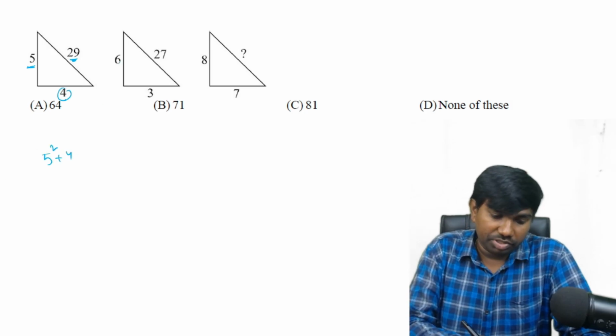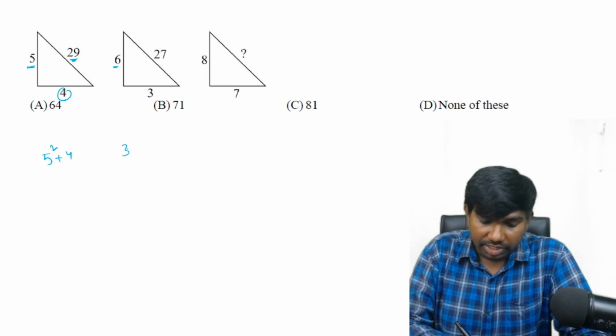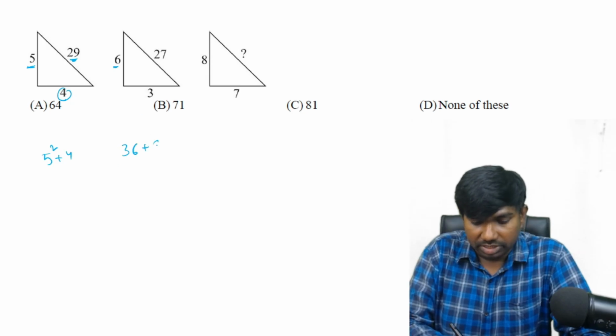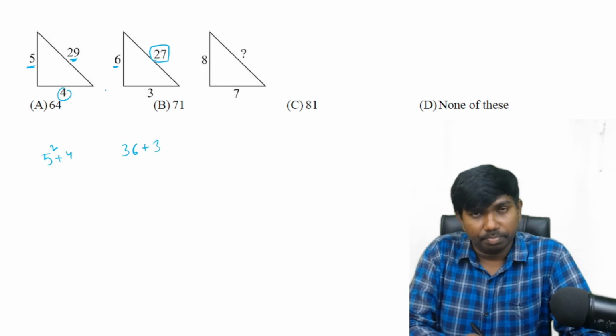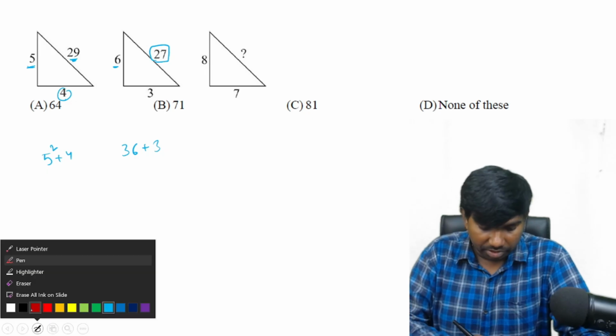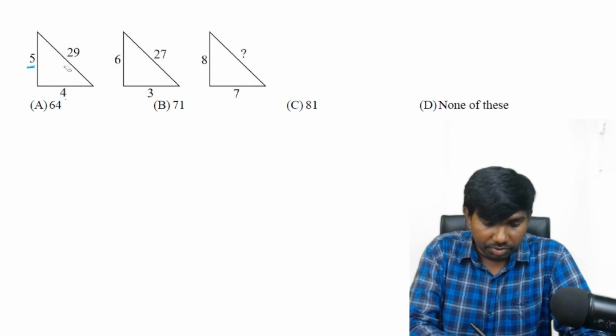Let us check the same logic here. 6 square is 36 but plus 3 is not 27, correct? So this is not the correct logic. Check another logic. Try for another logic.